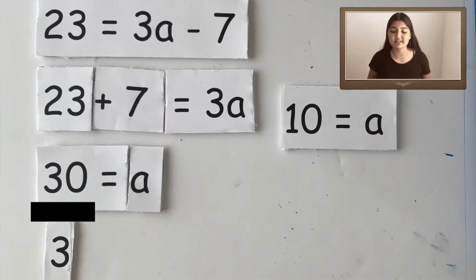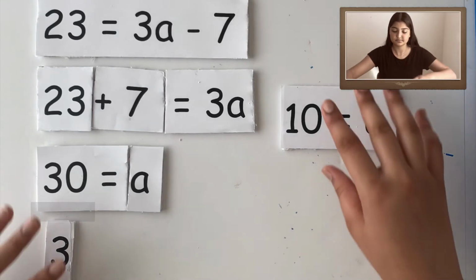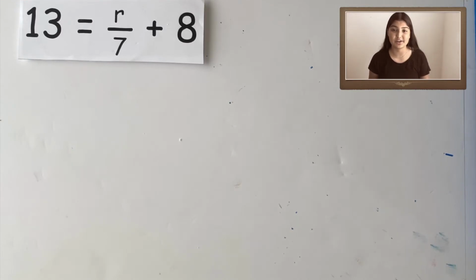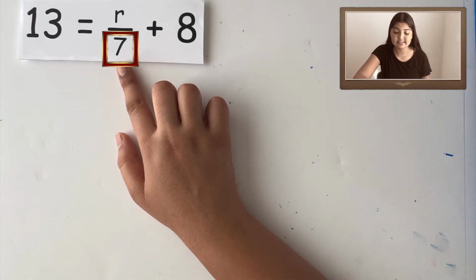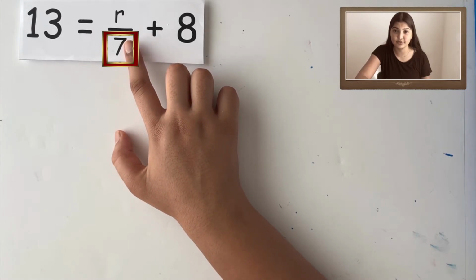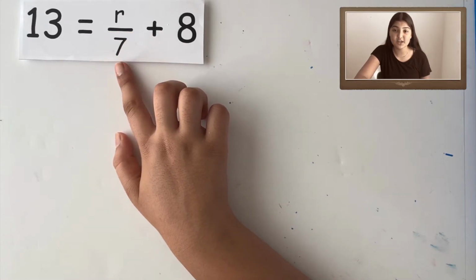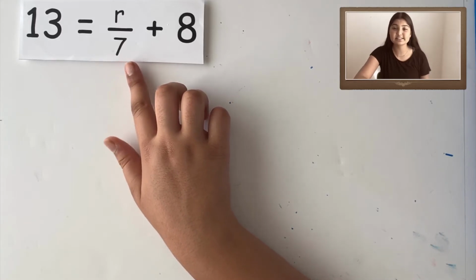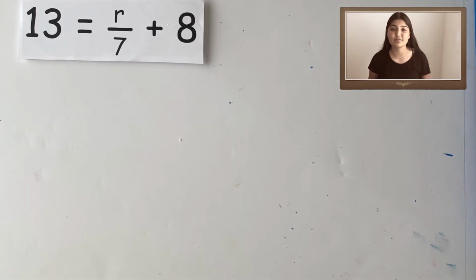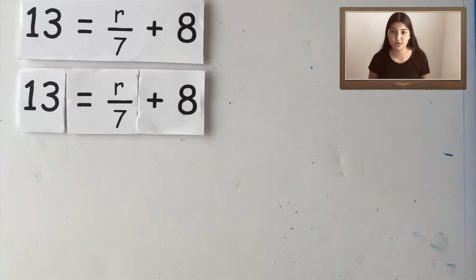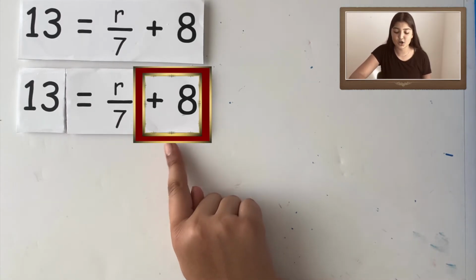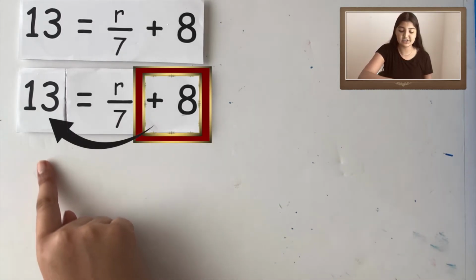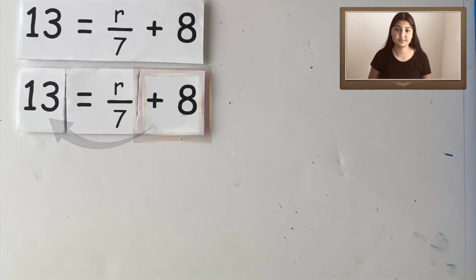Now, let's look at something a little different. Here's another equation. As you can see, in this equation, a constant is dividing the variable. So we're using the operation of division. In order to solve this equation, let's start by writing it again. Now, let's take this constant term to the other side of the equal sign.